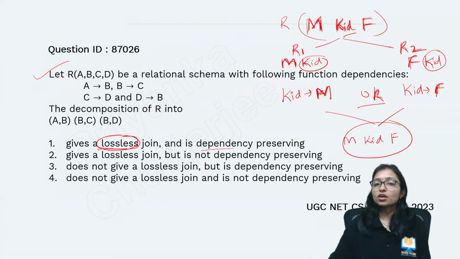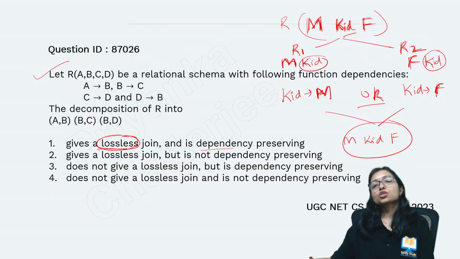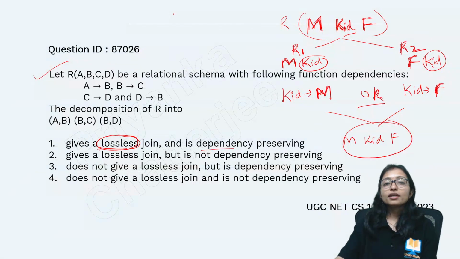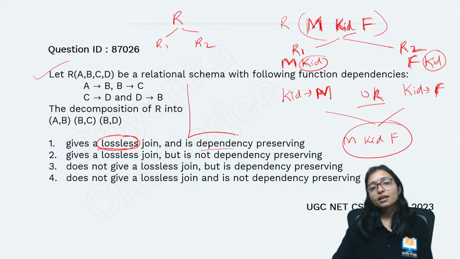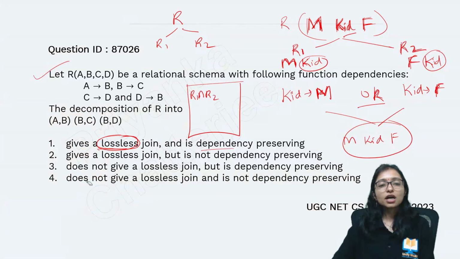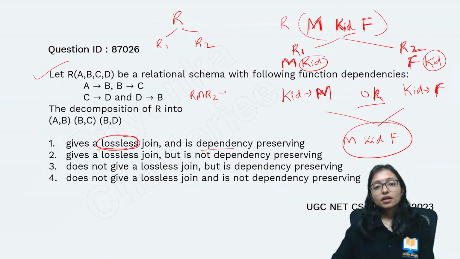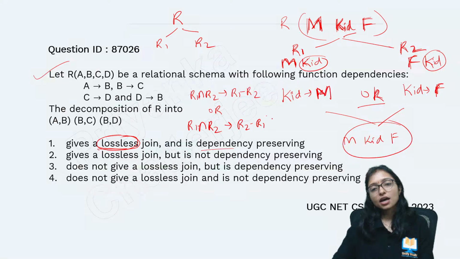So what is the meaning of lossless join here? The meaning of lossless join is this: when a relation is divided into R1 and R2, the main formula is R1 intersection R2 implies R1 minus R2, or R1 intersection R2 implies R2 minus R1.